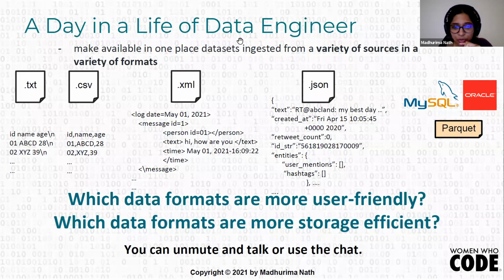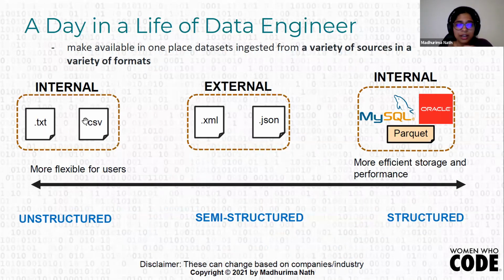Yes, I think most of you have gotten it correct. Text and CSV are more flexible for users because you're more used to it. CSV, Excel, you can just go edit it on the fly, but it's not as efficient storage-wise or performance-wise.